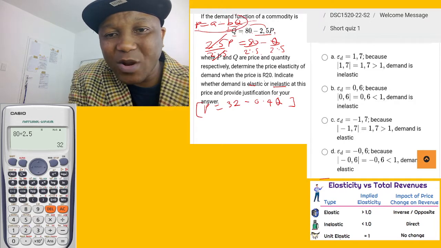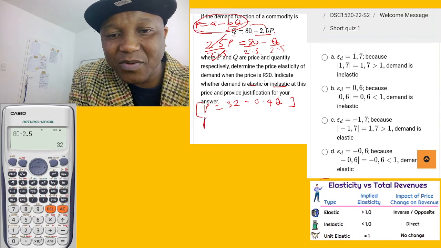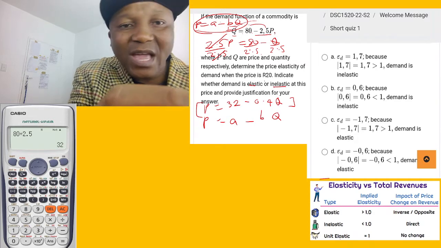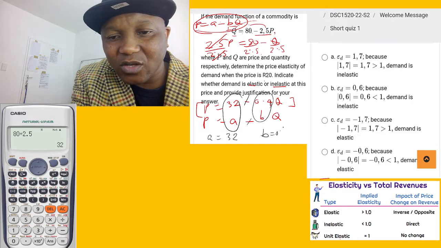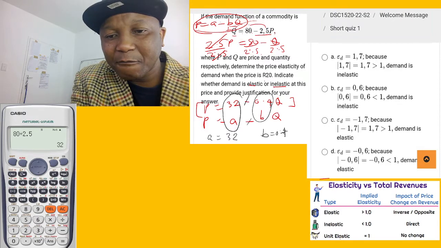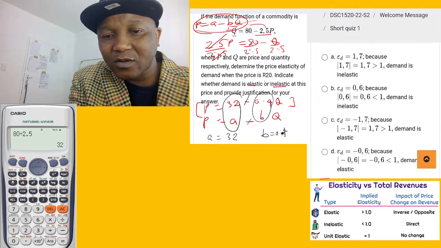We're going to compare it with the standard equation, P equals A minus BQ. What is the value of A? If you equate, A equals 32, and what is B? The negative cancels, so B equals 0.4. So we have A and B.